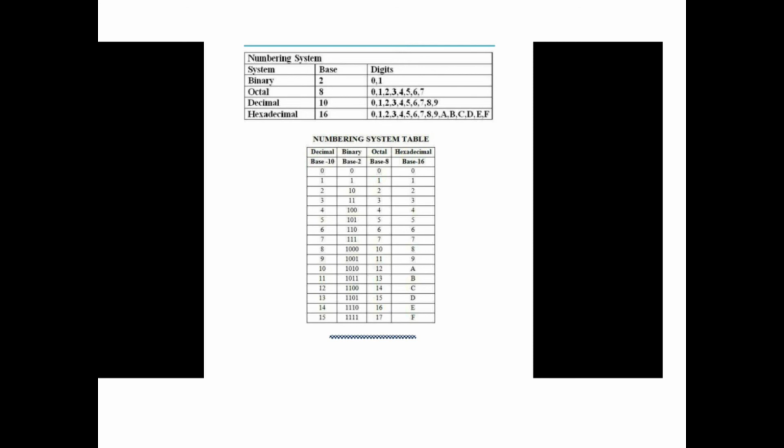Next one is the decimal number system. Deci means 10, so the base of the decimal number system is 10, and the digits used are 0, 1, 2, 3, 4, 5, 6, 7, 8, 9. These 10 digits are used in the decimal number system. In our common life, we are using the decimal number system for any calculation. Remember this thing: the decimal number system is used for our calculations in daily life.